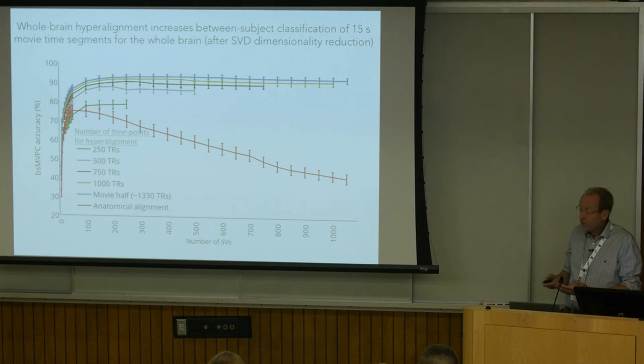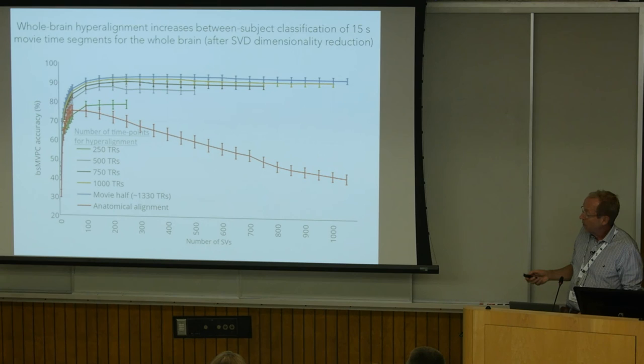But after hyperalignment, the accuracy goes up to 93%. With anatomical alignment, all the information is captured with about 50 dimensions. In the hyperaligned common space, you need about 400 dimensions. So it's a much higher dimensional space with much more information in it, much more shared information about these patterns of activity.